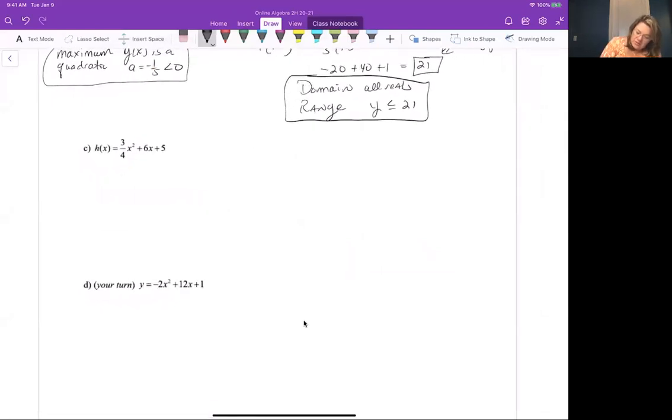First, notice a is a positive value. Therefore, I'm going to open up. I'm going to have a minimum. So how do I say that? I'm going to have a minimum.